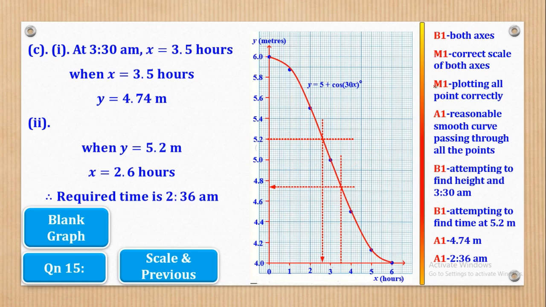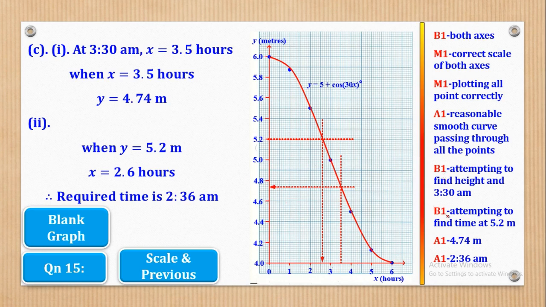Then the third mark will be for plotting the points correctly. So plotting all these points correctly, that is where the third mark comes from. And the fourth mark is a reasonable smooth curve passing through all the points. The next mark will be attempting to find the height at 3:30 a.m. So these vertical dotted lines here show that you are attempting to find this height. Therefore, that is where the B1 is coming from.